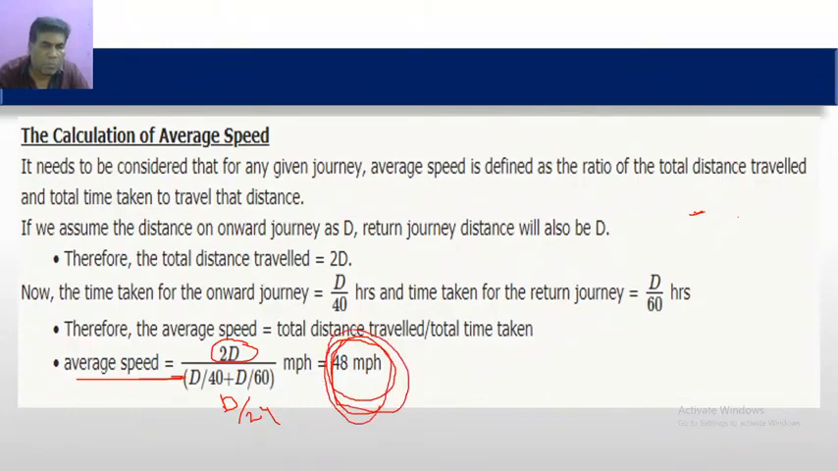Actually, we have some shortcuts for solving these kinds of problems, which we will learn while solving problems. Do you have any doubt regarding this? While solving problems, we will get more examples like this. At that time, we can practice with the help of shortcuts.